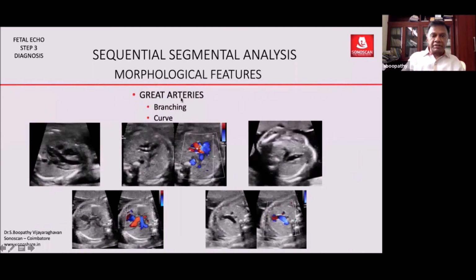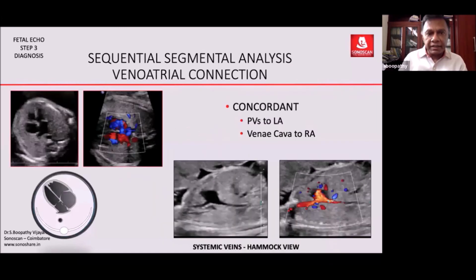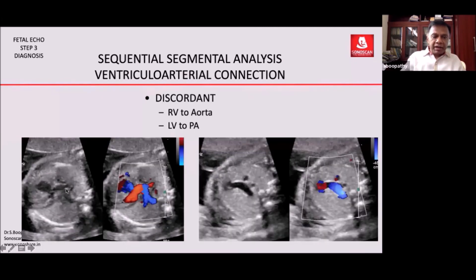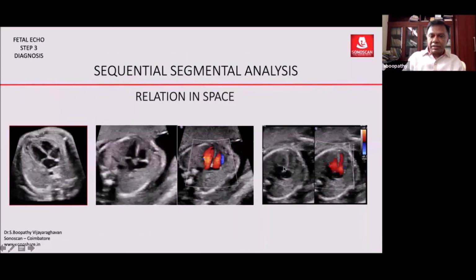Then we come to the morphology of the great arteries. So the pulmonary artery has an early branching, whereas the connection, which is concordant, and then we come to the atrioventricular connection. So in the atrioventricular connection, the pulmonary veins drain into the left atrium, which is connected to the left ventricle, the early branching pulmonary artery arising from the left ventricle, and the non-branching aorta arising from the anterior right ventricle. Here the morphological right ventricle is posterior to the left in the place of the left ventricle, whereas the morphological left ventricle is anterior.